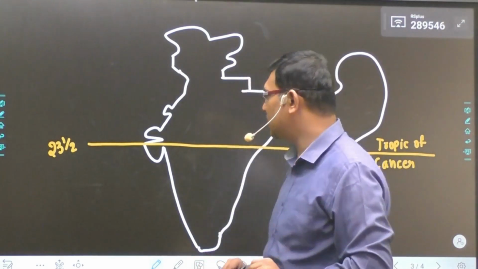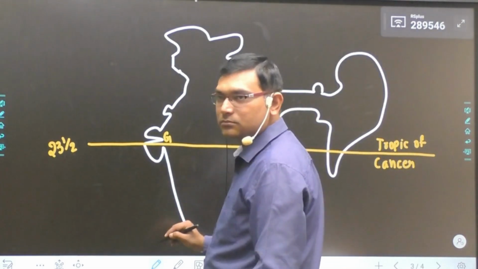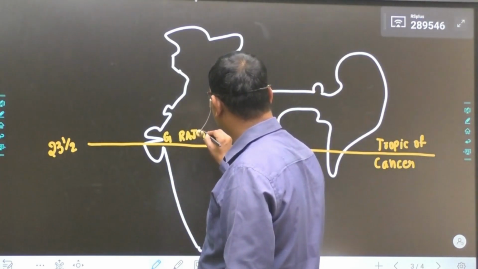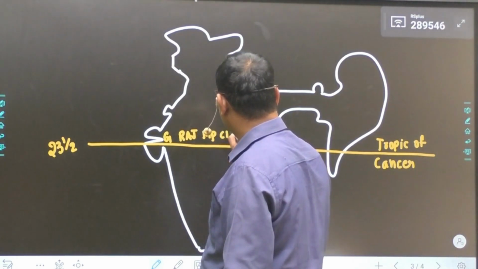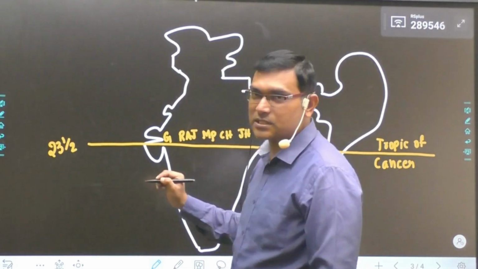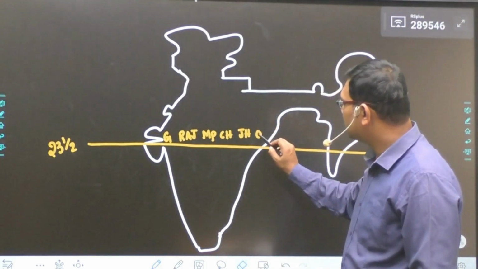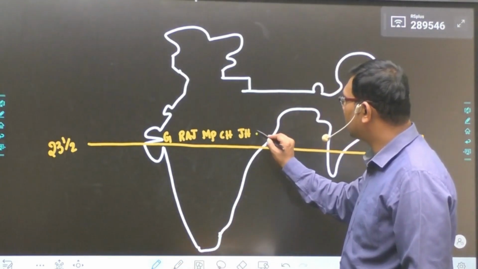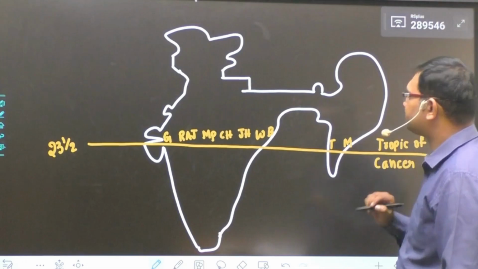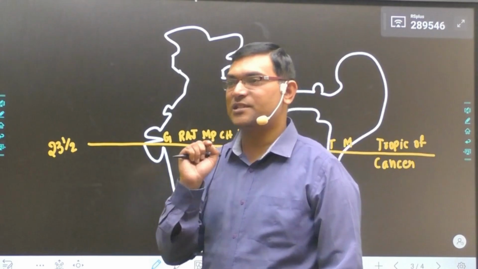Okay, just see. Can I say now, the Tropic of Cancer is passing through Gujarat, Rajasthan, Madhya Pradesh, Chhattisgarh, Jharkhand, then West Bengal also. Sorry, not Odisha, it is West Bengal, then Tripura and Mizoram. You have to know through which states the Tropic of Cancer is passing.